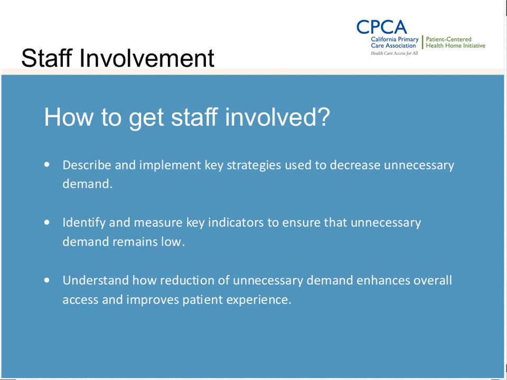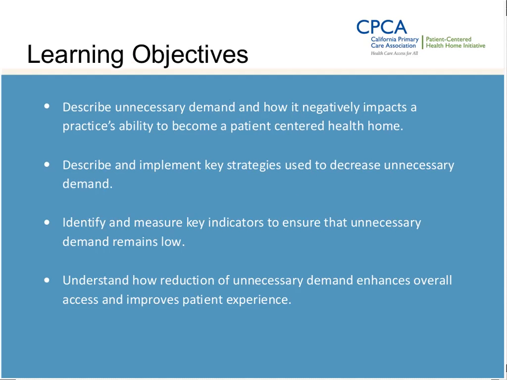In conclusion, I'd like to remind everyone of the main areas we've covered today. We've defined unnecessary demand and discussed how it fits into the bigger picture of patient-centered health home. We've reviewed 6 key strategies practices can use to reduce unnecessary demand. And we've talked about measurement and staff engagement to help ensure sustainability.